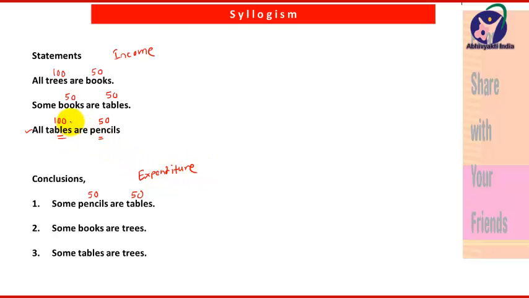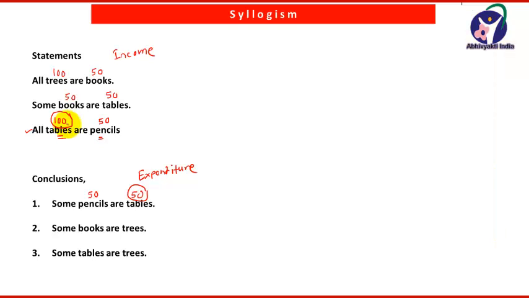Now here table's income is 100 and table's expenditure is 50, which is true because the expenditure is less than 100, which is correct. Now here the pencils' income is 50 and the expenditure is also 50, so income and expenditure both are equal, that is also true, and therefore some pencils are tables is a true statement.